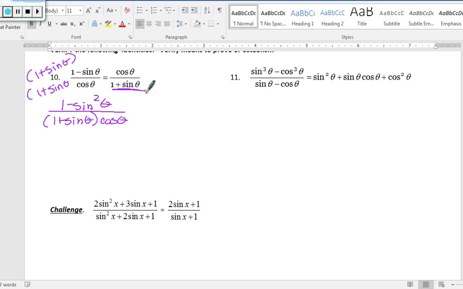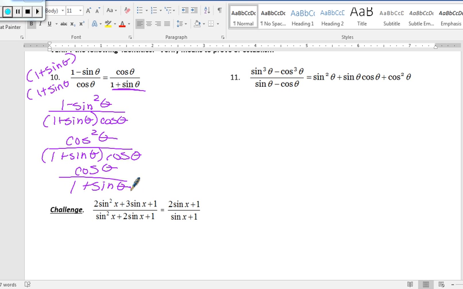1 minus sine squared theta is cosine squared theta. So I'm showing that replacement there. Again, not skipping any steps. Now I can cancel out one of the cosine thetas from the numerator and denominator, and I'm left with cosine theta over 1 plus sine theta. Okay, good. We're looking at number 11.